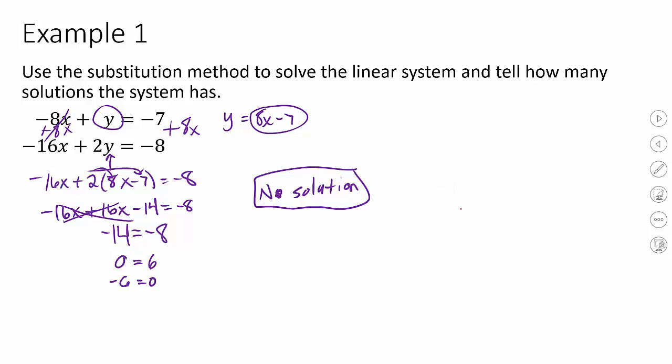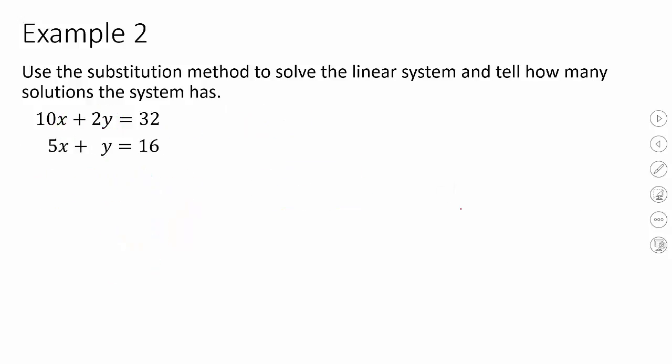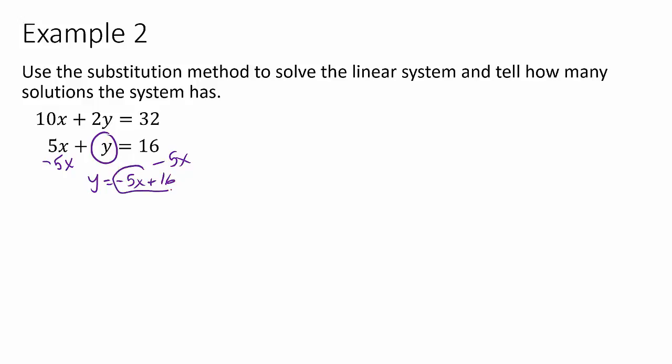Example 2 also asks us to use substitution, and so this time this y right here would be the best place to solve for. And so I'm going to subtract 5x from both sides and get y equals negative 5x plus 16. You can write that the other way around, by the way. You can write 16 minus 5x, and that's fine. This is going to go right here in this other equation.